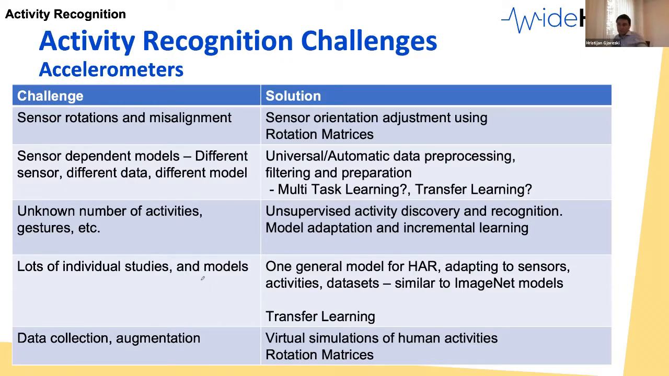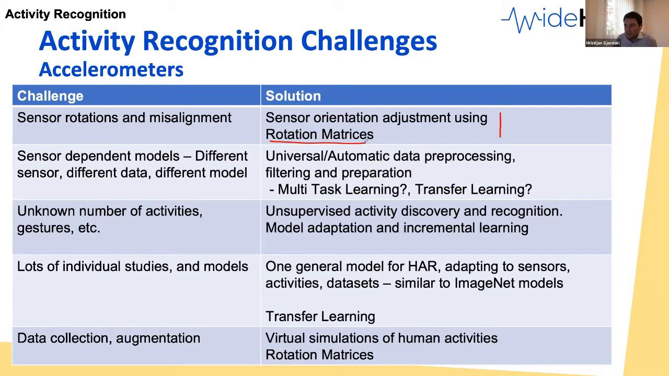Okay, what are the main challenges in activity recognition using accelerometers? All the models rely a lot on the rotation and orientation of the sensor. For example, if in the data set the person was wearing the sensor like this, but then I have another person where the sensor is rotated a little bit, that's completely different data, and the model will fail. So this is a huge problem. You have to assume perfect rotation and orientation of the sensor when used in practice, which is impossible. So we proposed a partial solution to this one using some rotation matrices.